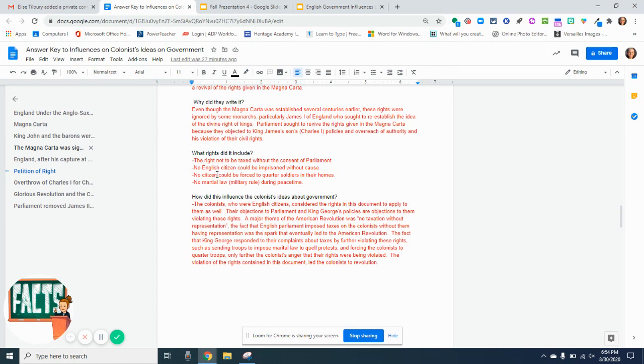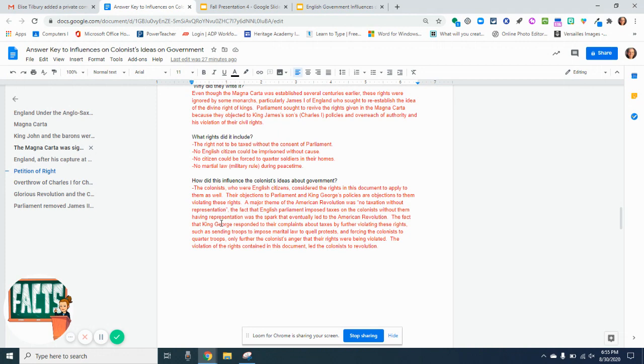So the fact that King George responded to their complaints about taxes by further violating these rights, such as sending troops to impose martial law to quell protests, and by forcing the colonists to quarter troops, only furthered the colonists' anger at their rights being violated. The violation of the rights contained in this document led the colonists to revolution. So again, the violation of these rights found in this document led the colonists to revolution.